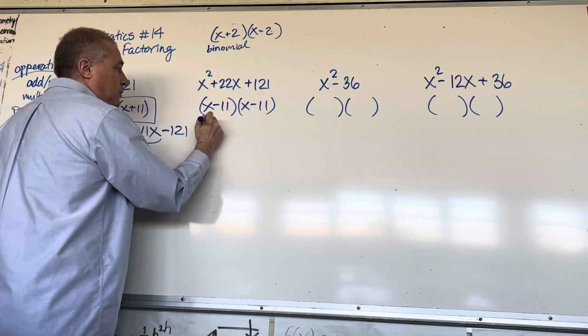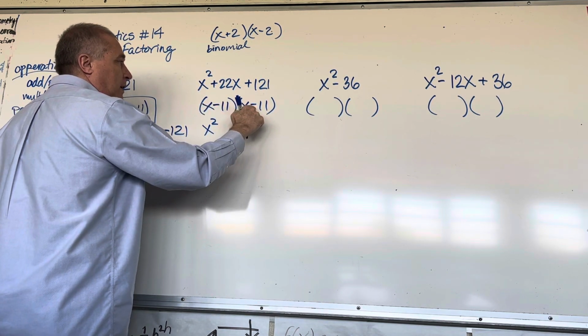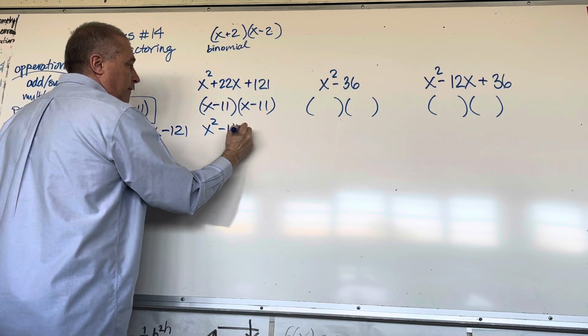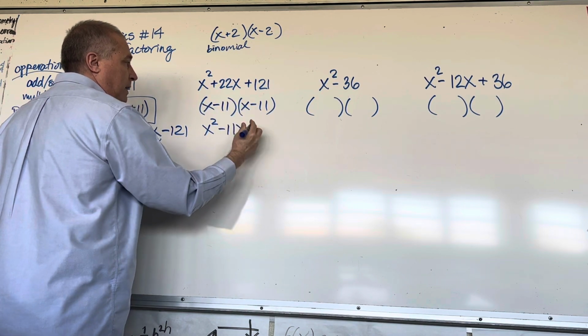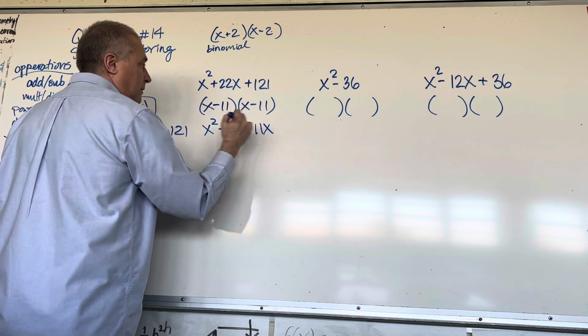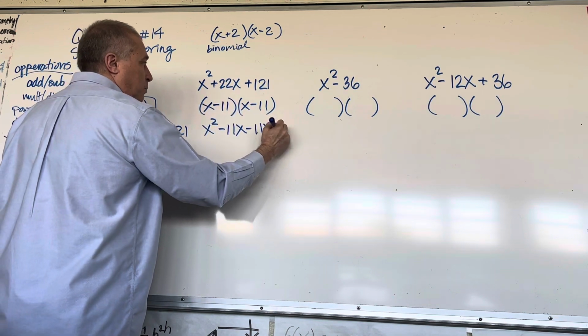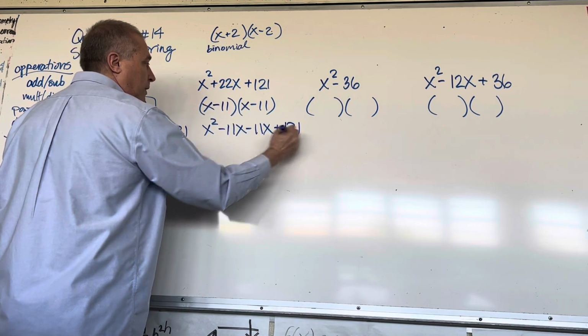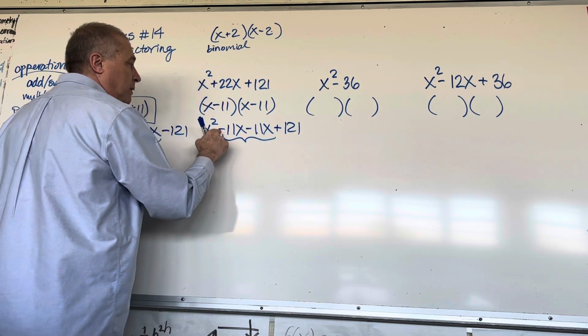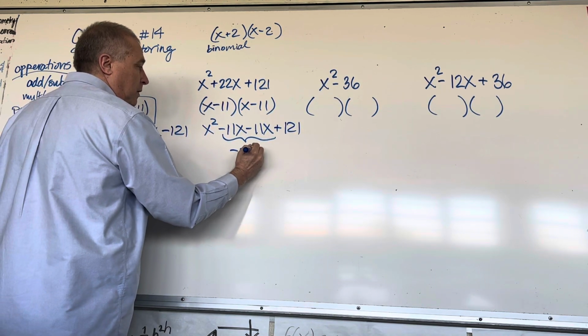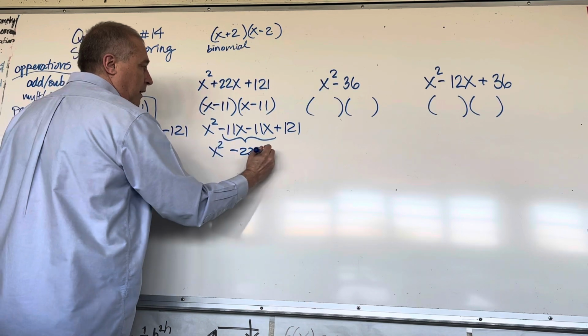X times x is x squared. X times negative 11x is negative 11x. Negative 11 times x is negative 11x. Negative times negative is positive. 11 times 11 is 121. When I combine like terms, what does this come out to be? What's my problem here? And how do I fix it?